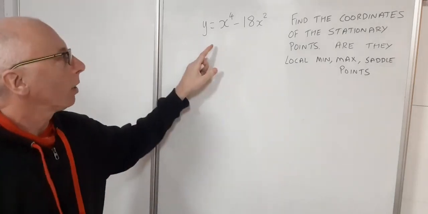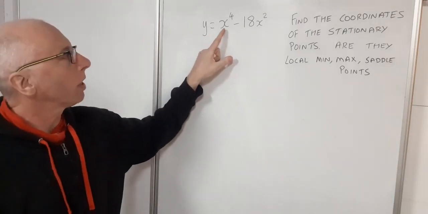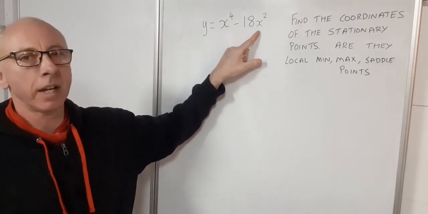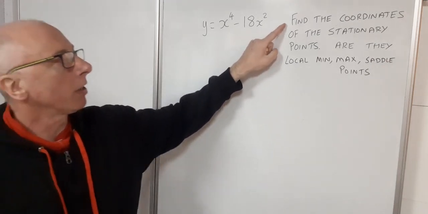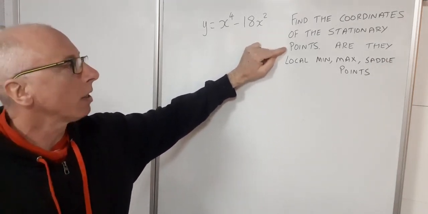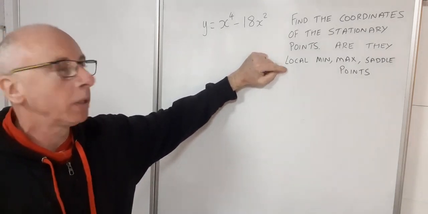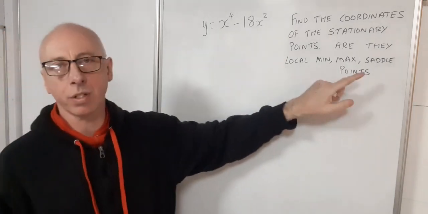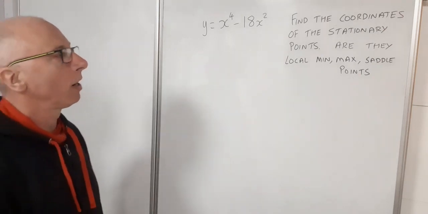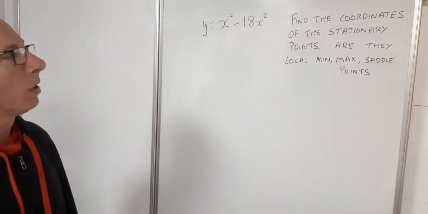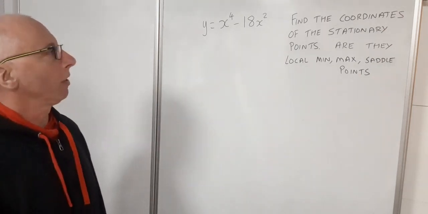So in this question here, we're given the equation of y equals x to the power of 4 minus 18x squared. And we want to find the coordinates of the stationary points and find out if they are local minimums, local maximums, or saddle points. So that's what we're looking for. So this question is all about derivatives.